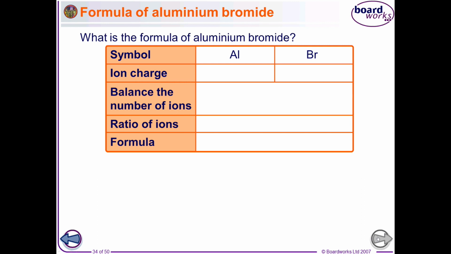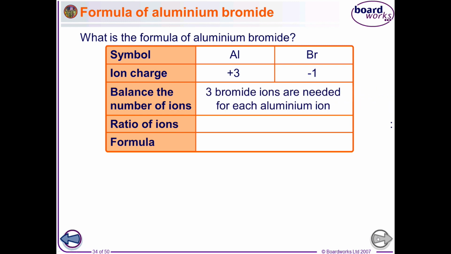Right, a more tricky example now, aluminium and bromine. Aluminium's a +3, bromine is a -1. So if you want to just pause the video, we'll give you a moment and see if you can work out the formula for aluminium bromide. Right, hopefully you've worked that out to be AlBr3. Again, we need 3 Brs because they're -1 and the aluminium is +3. So I need a total charge of -3, and I can only achieve that by having 3 bromides.